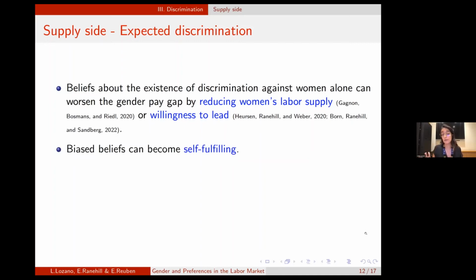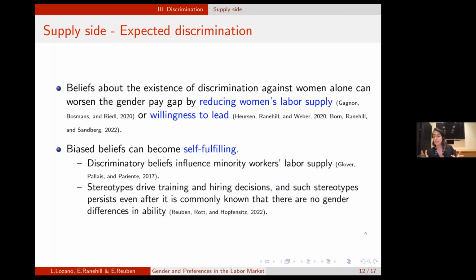And this can be very problematic because these beliefs can become self-fulfilling. And for instance, not only in a gender context, but also in general for minorities, discriminatory beliefs influence the minorities' labor supply in the first place, or even training decisions or hiring decisions. And again, here there is evidence showing that even after informing employers about no gender differences in ability, there is no update in this behavior.